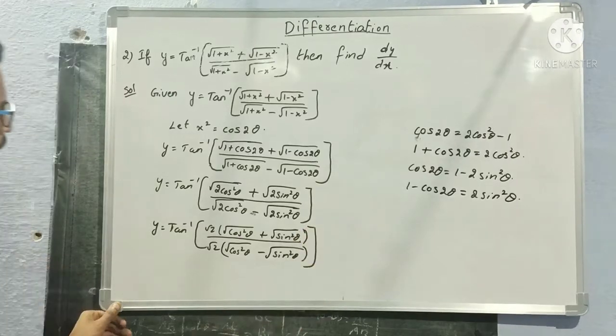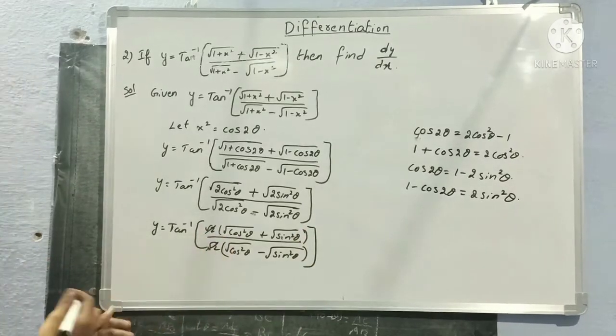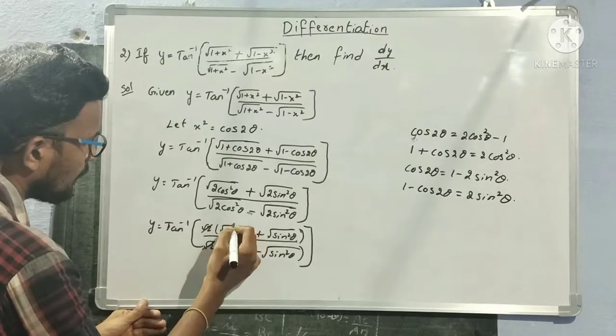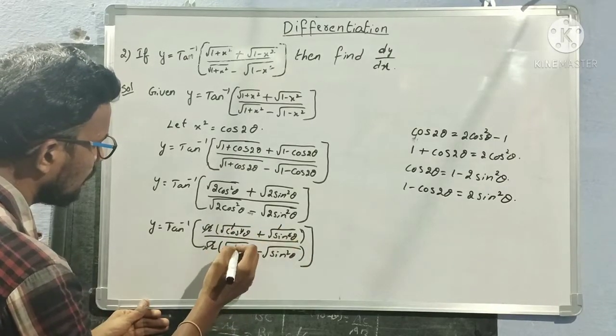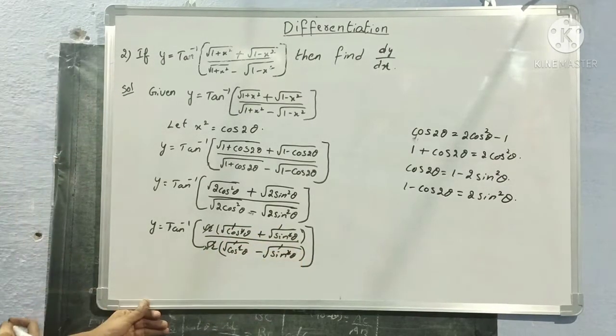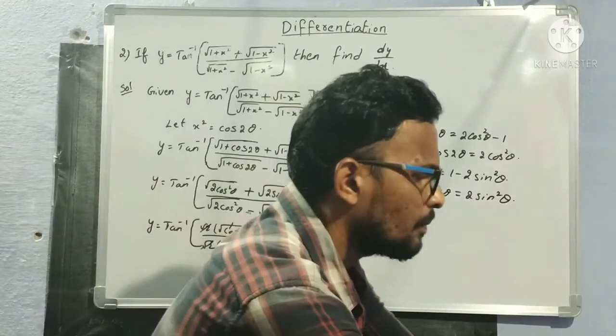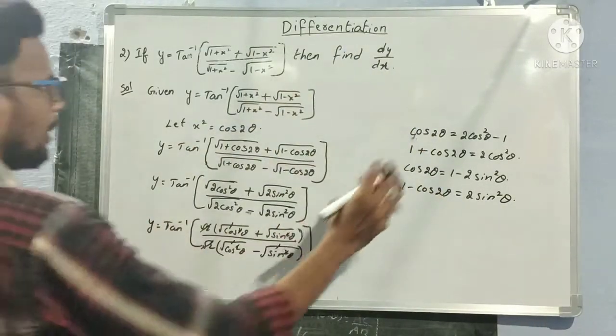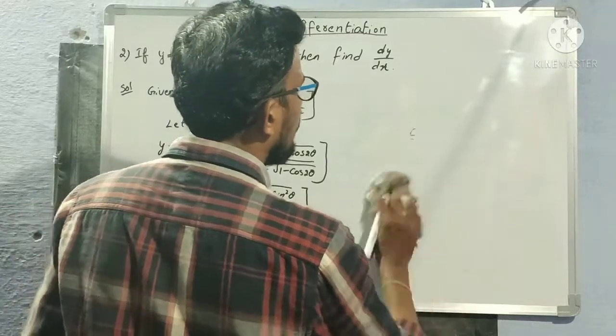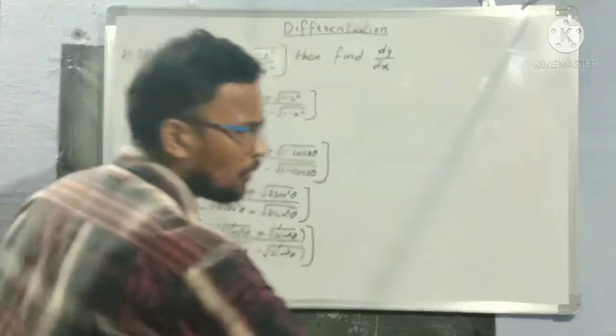Okay. Now root 2 I will cancel here, and in every term I am cancelling the square and root. So now whatever is left I am writing here. I hope everybody understood up to here. Yes. So now let us continue.